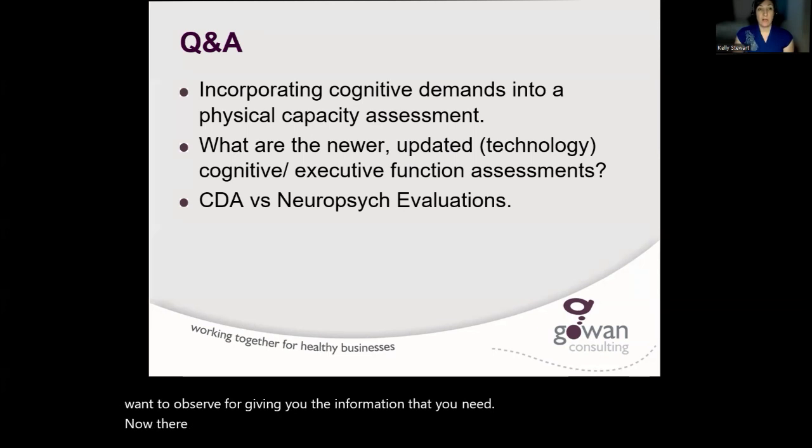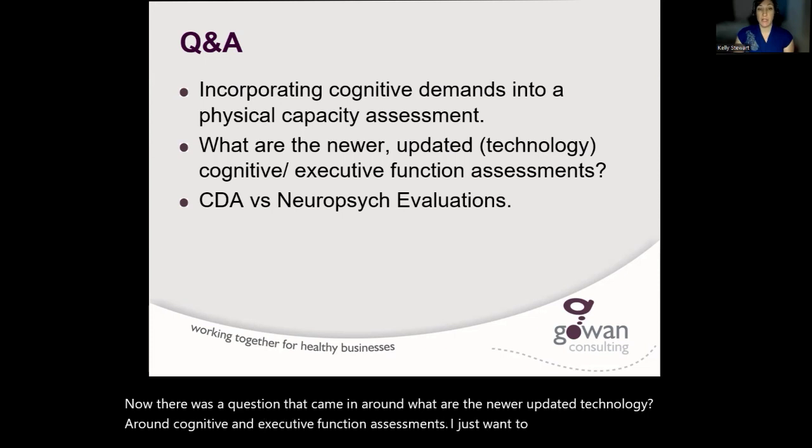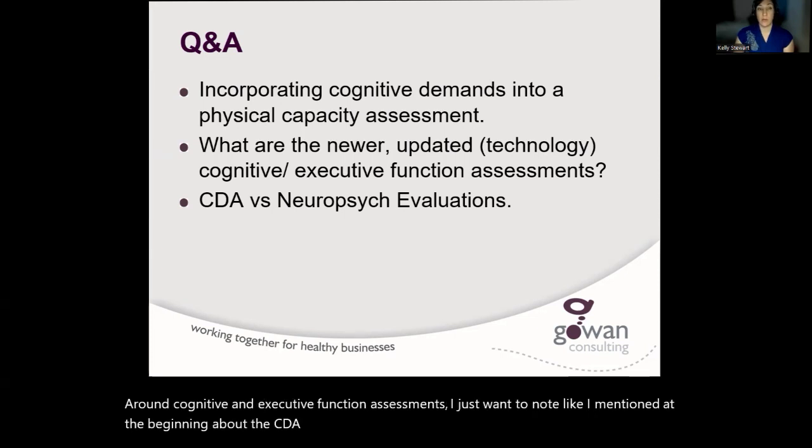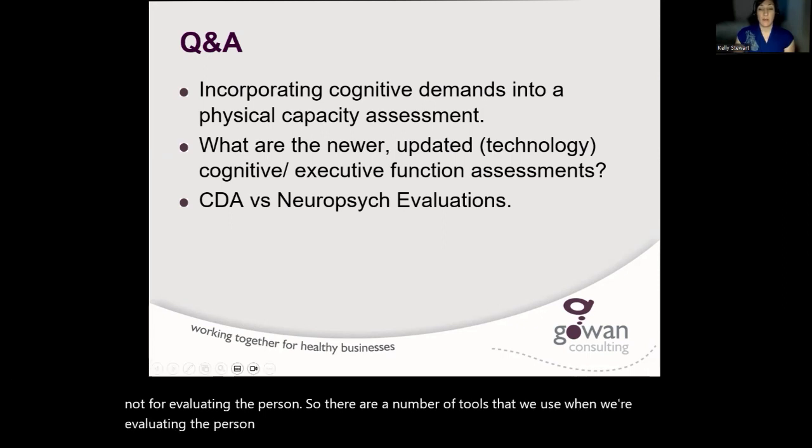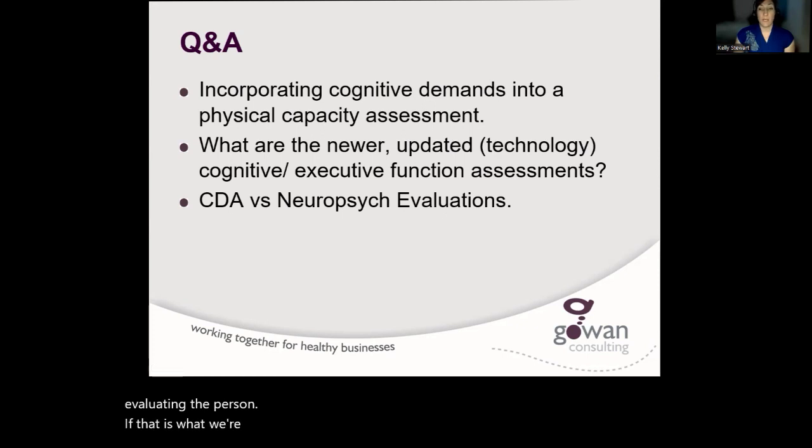Now, there was a question that came in around what are the newer updated technology around cognitive and executive function assessments. I just want to note, like I mentioned at the beginning, that the CDA course is to evaluate the cognitive demands of the job, and it's not for evaluating the person. So there are a number of tools that we use when we're evaluating the person, if that is what we're doing. But that would be in the case of looking more at the person's cognitive function or functional cognitive assessment and not necessarily a CDA.